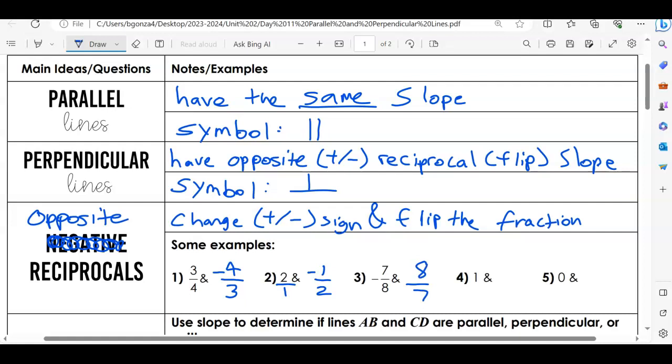Now, a regular 1 is 1/1. If you change the sign, it'll become negative. And if you flip it, it's going to look like negative 1/1 because when you flip it, the numbers are the same, which is just negative 1. Cool?